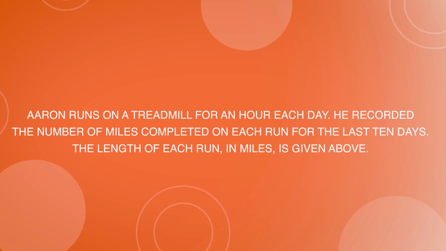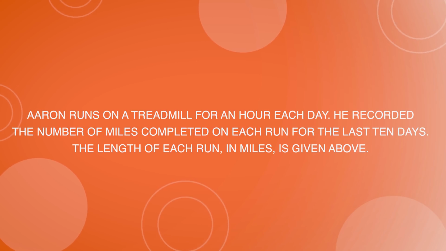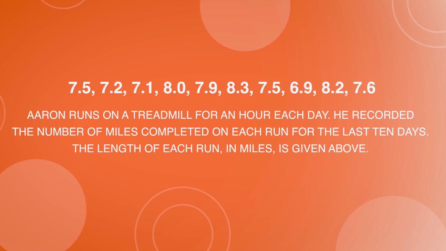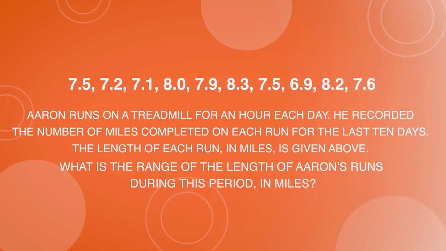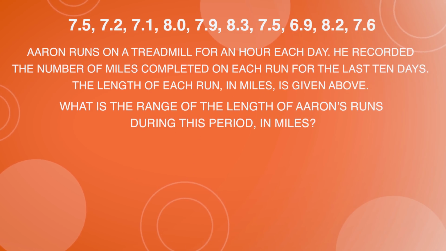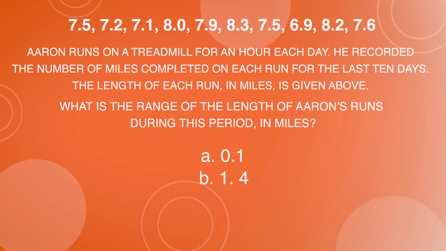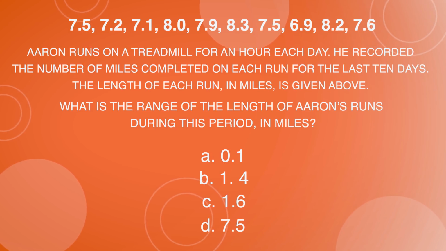Aaron runs on a treadmill for an hour each day. He recorded the number of miles completed on each run for the last 10 days. The length of each run in miles is given above. What is the range of the length of Aaron's run during this period in miles? A, 0.1, B, 0.14, C, 1.6, D, 7.5.